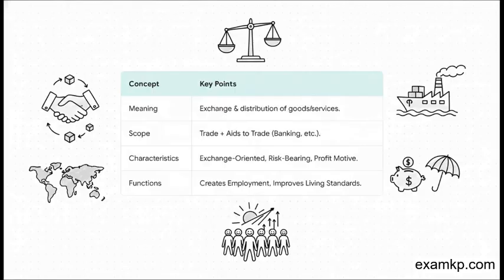Here it is, a simple table, perfect for your quick revision. What's the meaning of commerce? It's about exchange and distribution. What's its scope? It's trade plus the aids to trade. What are its key characteristics? It's exchange-oriented and it involves risk-bearing. And what are its vital functions? It creates jobs and improves our standard of living. I'd recommend you screenshot this page. It's perfect for some last-minute revision before you walk into the exam.